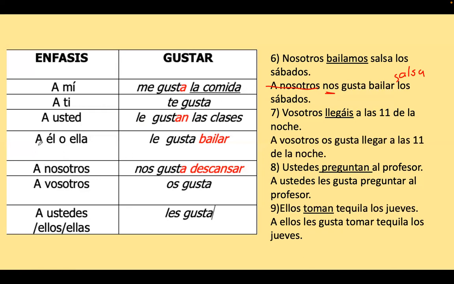Let's say that you want to say something about your best friend, so you can say, my best friend is called Sofía. A Sofía le gusta cantar la Macarena. So Sofía likes to sing la Macarena.